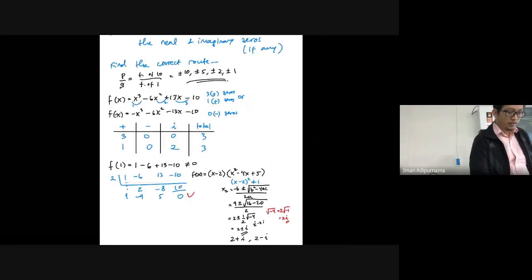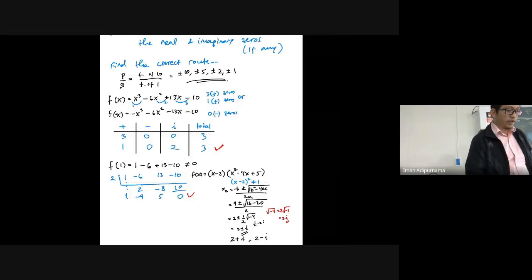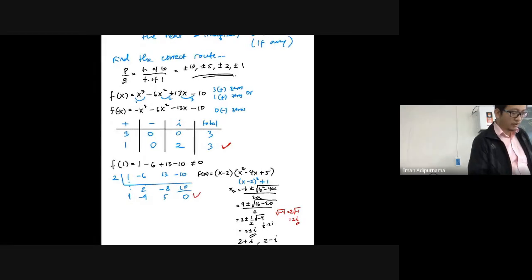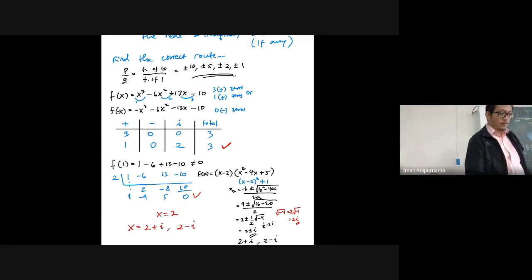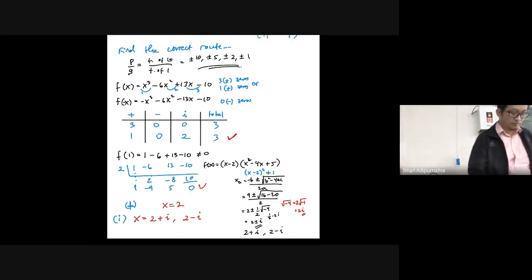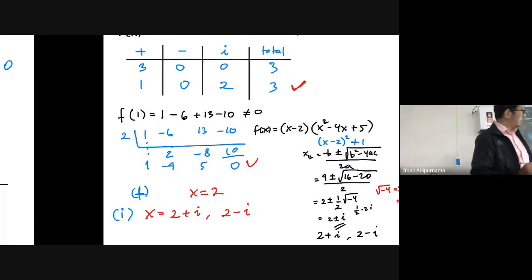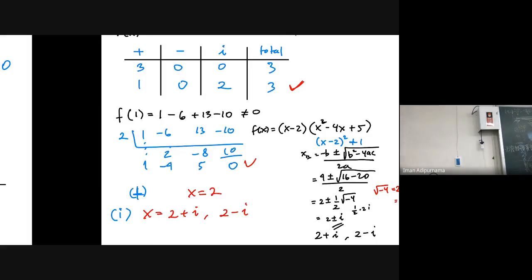So that's why these roots are correct. We have one positive zero, which is 2, and the other imaginary zeros. So this is the positive one. This is the imaginary. So these are our zeros: 1 real zero, 2 imaginary zeros.